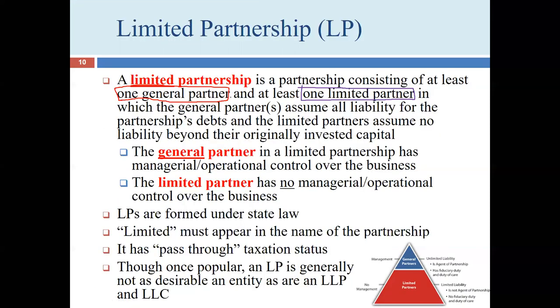So these general partners in a limited partnership are just like partners in a general partnership. They have unlimited liability. This isn't new. This is what we've seen and would have expected. This is our new wrinkle, that there's this other class of partner and their liability situation is different.